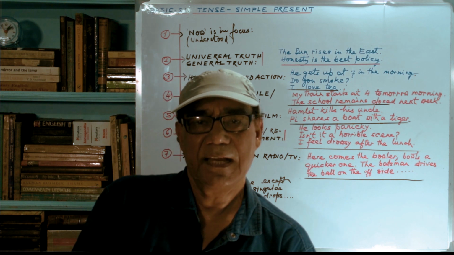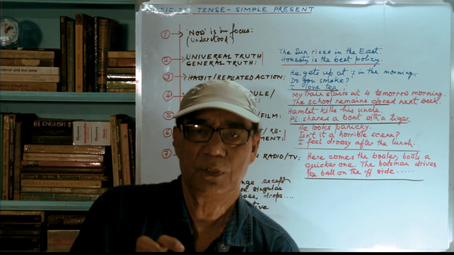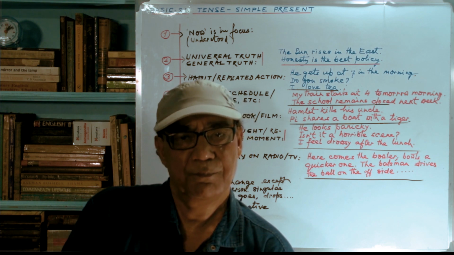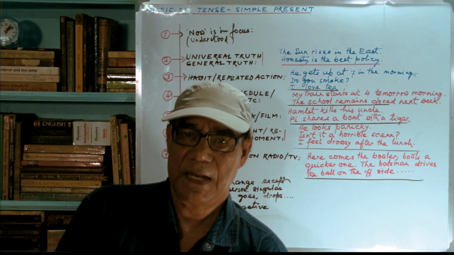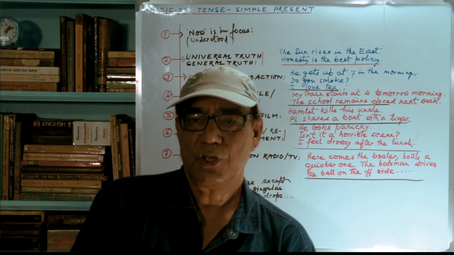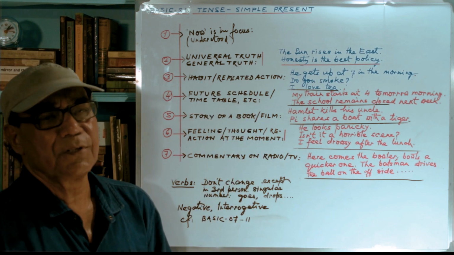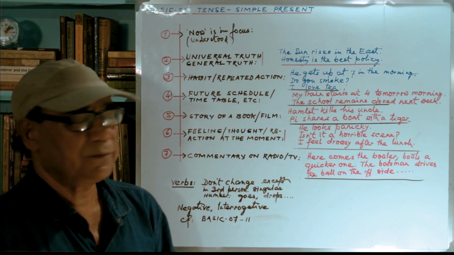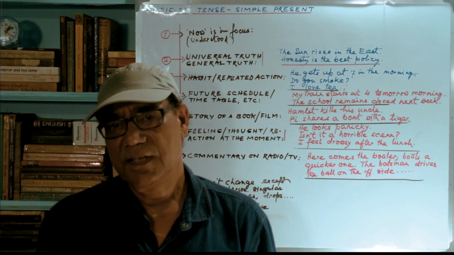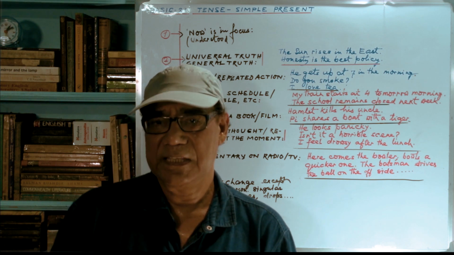Now let's see its scope and its areas where we can use this particular form of tense, that is simple present tense, or sometimes it is called present indefinite tense. So let's see. This is what we have today. We have 7 points. Number one, now is in focus. That is quite obvious. This is simple present tense, means present time is in focus.